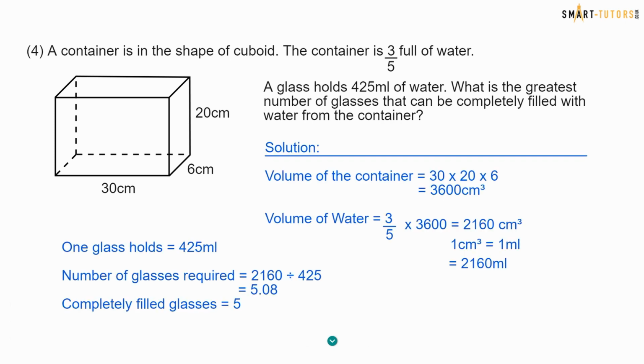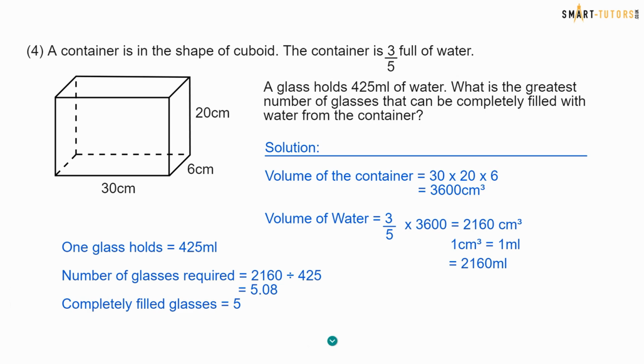First of all, I am finding the volume of the cuboid, which is the volume of the container: length, width and height, 30 times 20 times 6. You can use the calculator, as it is a paper 2. 30 times 20 is 600, and 600 times 6 is 3600, so 3600 centimeter cube. The volume of the water is 3/5 full, so 3/5 times 3600, and using the calculator you end up with 2160 centimeter cube.